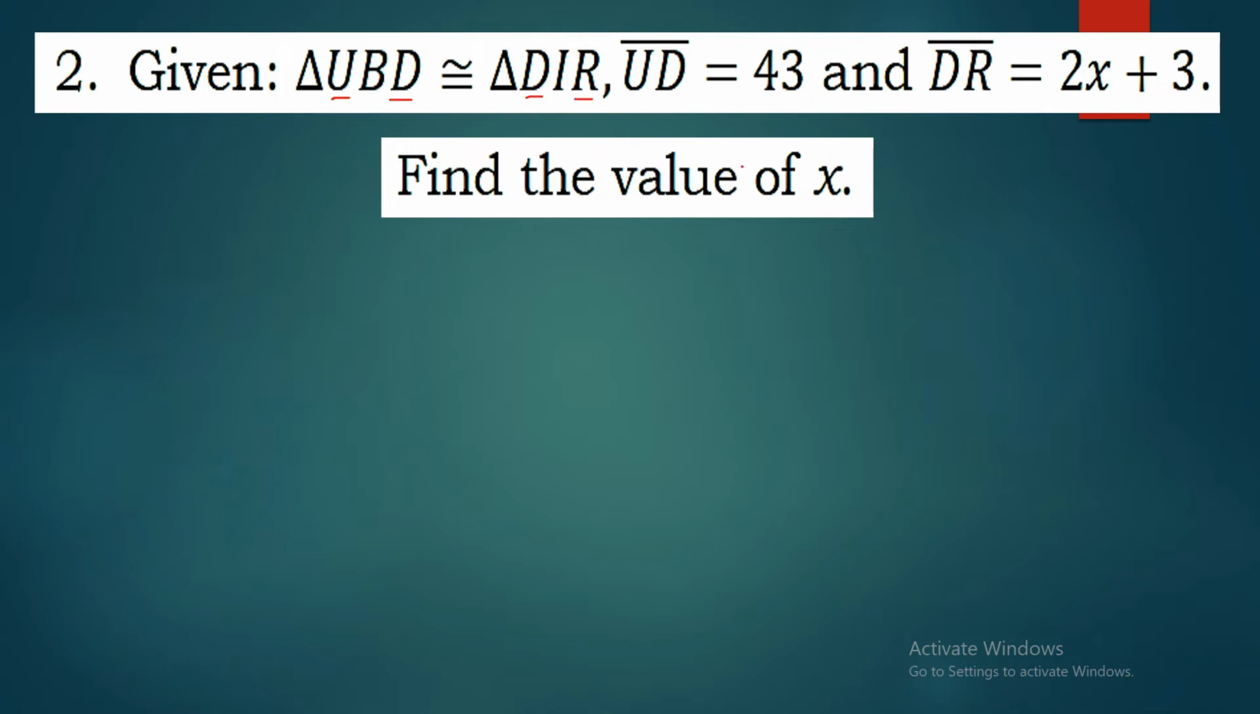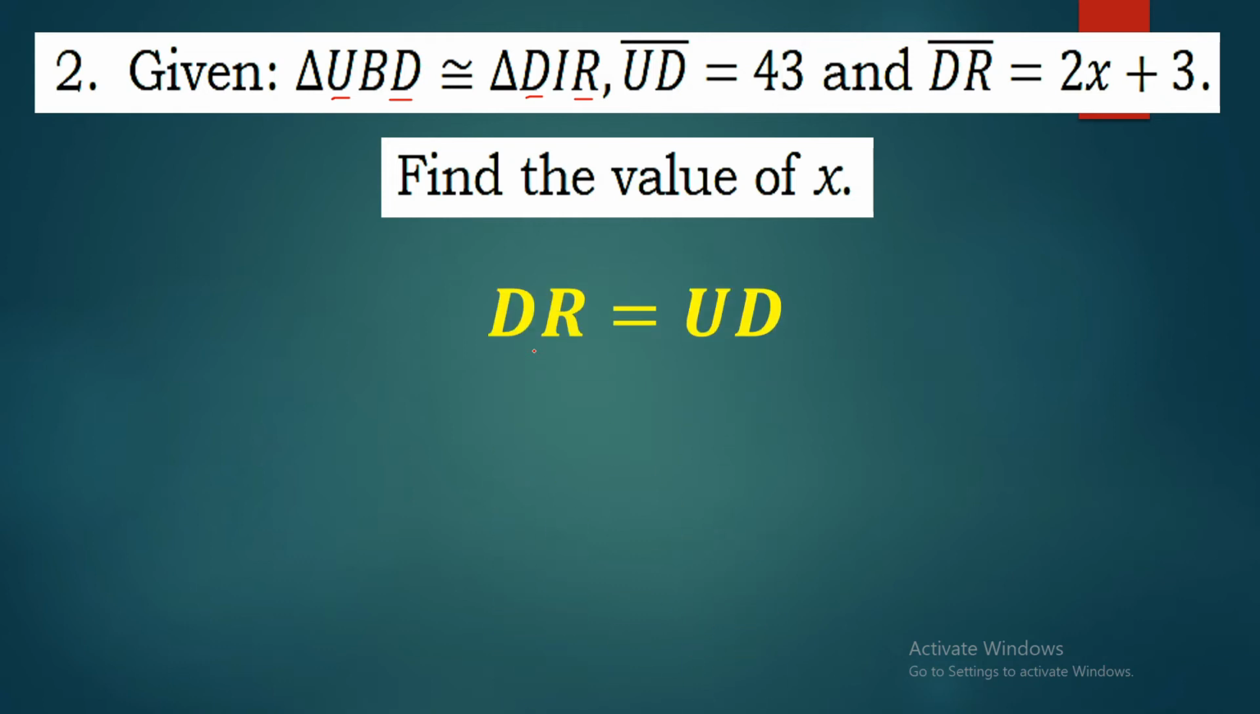So obviously, those sides are the two corresponding congruent sides of those two triangles. That means they must have the same measurement. Now, since we are looking for the value of x, we can now equate the measurement of those two sides.